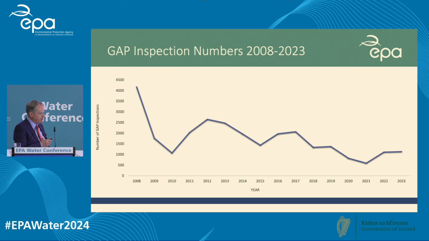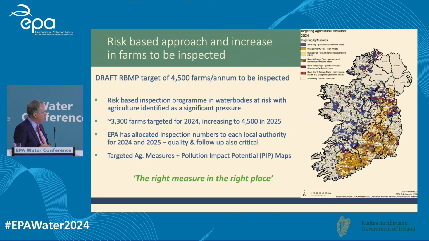But you can see we're down to approximately 1,100 inspections being carried out on a national basis under the GAP regulations. So the aim of the new programme that's been established at the moment is to get the numbers of inspections up. It's not all about numbers, but the more inspections done, the more detection of compliance and non-compliance out there. And also the quality of those inspections is very important, the follow-up and the outcomes to achieve what is detected on the inspections.